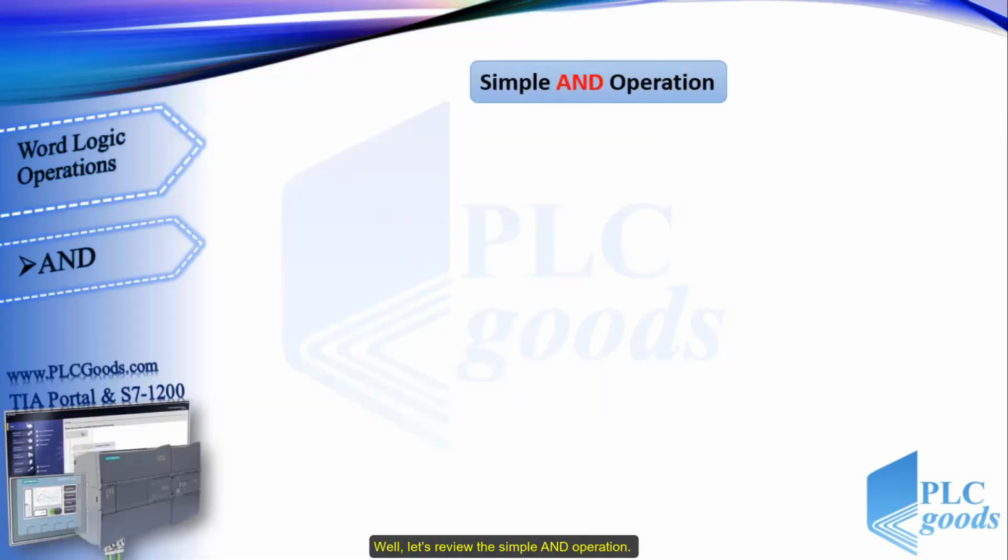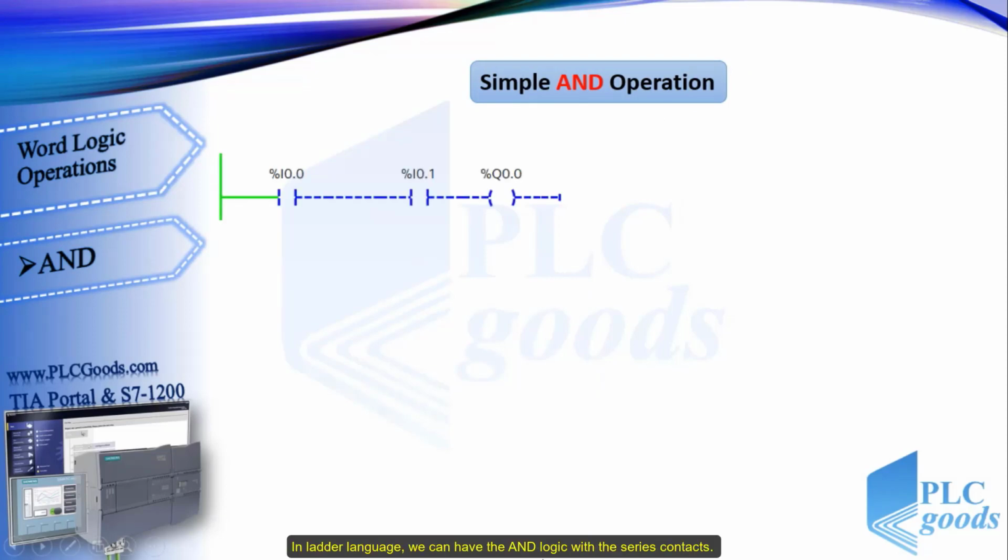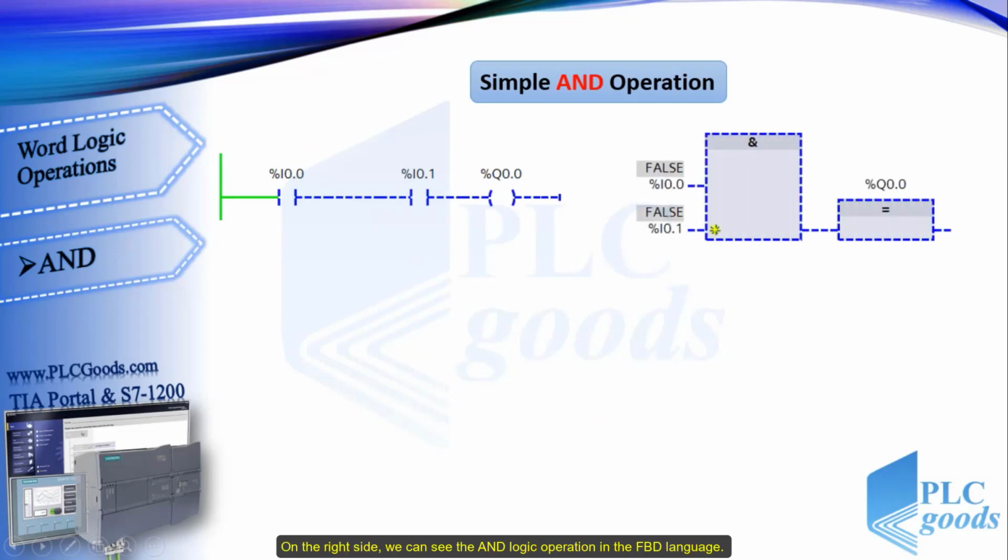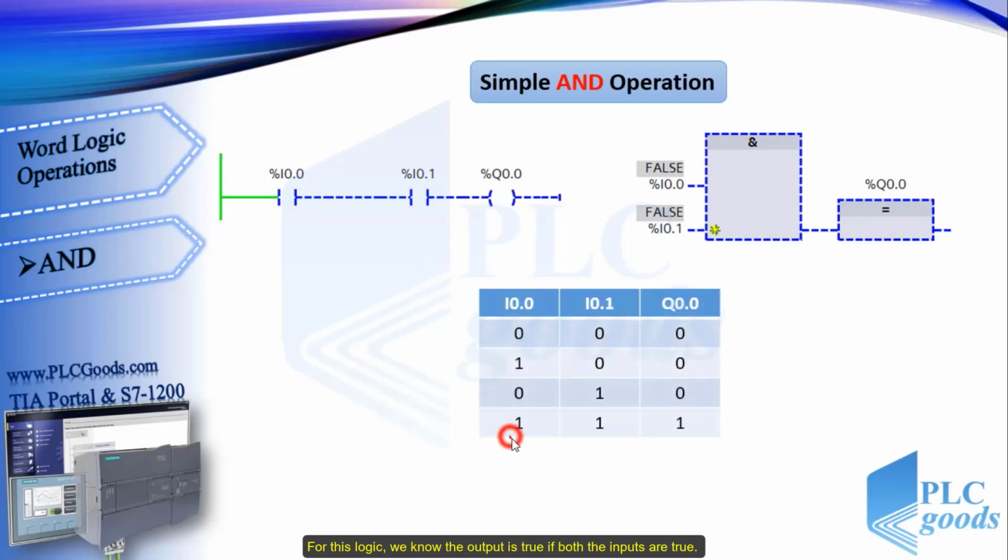Well, let's review the simple AND operation. In ladder language, we can have the AND logic with the series contacts. On the right side, we can see the AND logic operation in the FBD language. For this logic, we know the output is true if both the inputs are true.